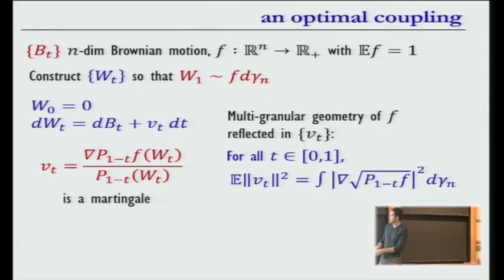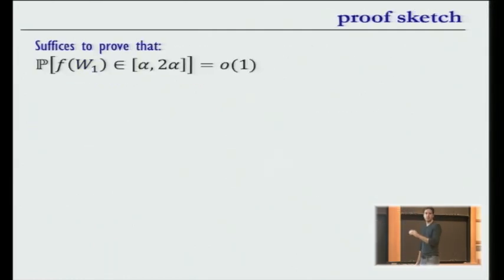Okay, so for instance, the expected norm of VT squared at time t, let's ignore the square root for a second, is like the surface area of the noised set. So you look at the set from various granularities and you measure its surface area with respect to all of them. This is all reflected in this process VT. Okay, this is a beautiful process.